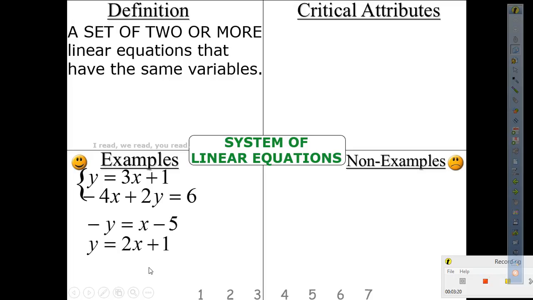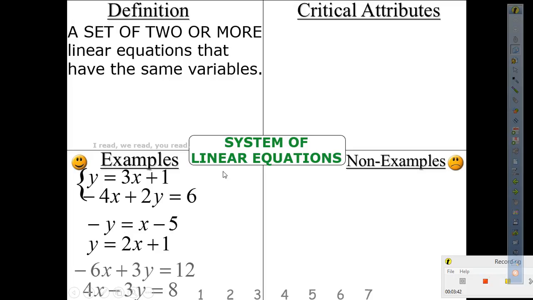Look at this one. Do we have two or more linear equations? Yes. Do they have the same variables? Yes. What do you notice different about this one from this system? It doesn't have the bracket. Some books are going to present it like that, some with brackets, some without brackets. So that's why I'm showing you both ways. There's no difference. It's still a system.